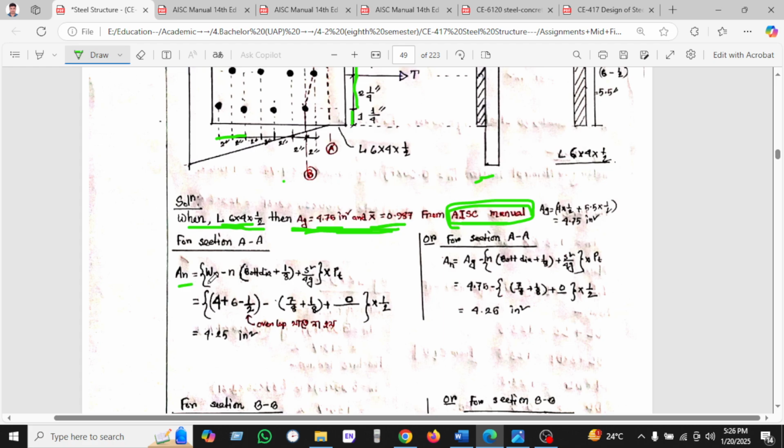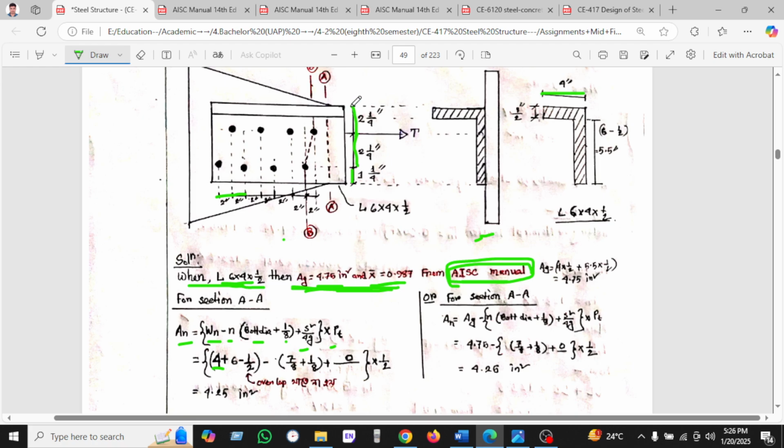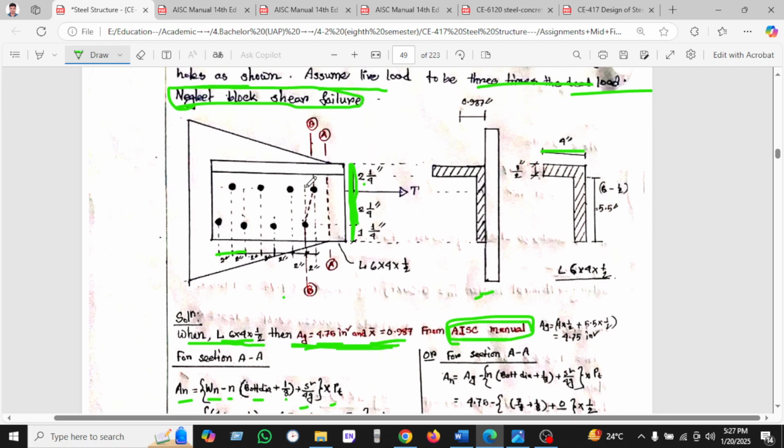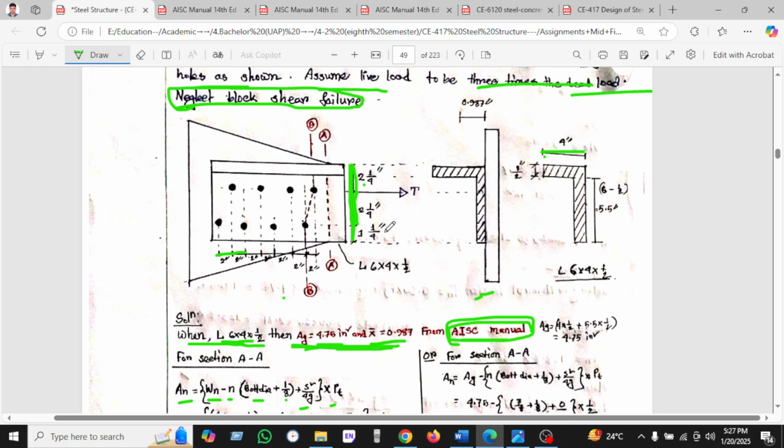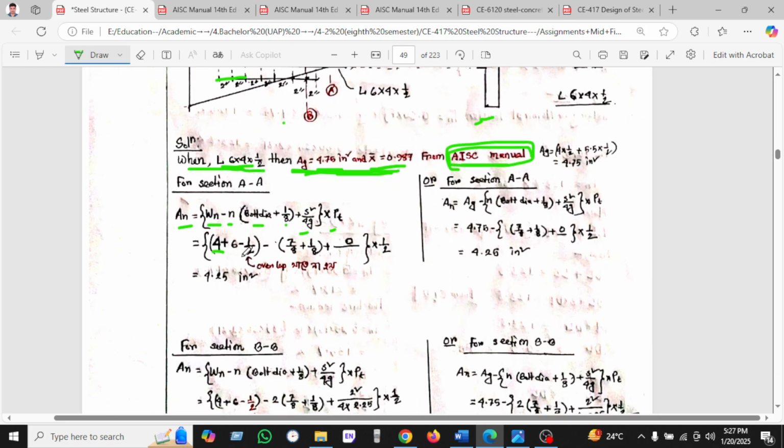An into W into N into bolt into 1 plus 8 into S square divided by 4G into PT. W equal to 4. How will we get the 4? This is the total width, which is 4, as we know: 2 into 1.04 into 2 plus 2 into 1.4 into 1.4, and the total is 4. The total is given as 4.